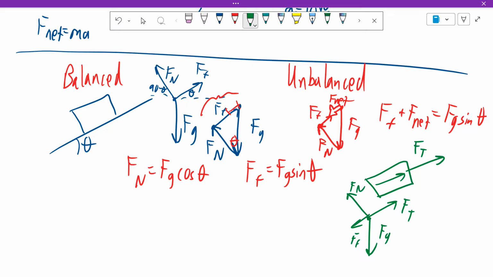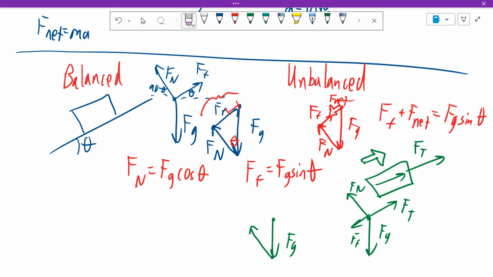You can pause the video and try to see what this triangle would end up being. Let's say that it is accelerating up the ramp. So what would that end up being? Pause the video, see what you get. I'm going to draw it right now. So FG would be going down. FN would still be going up. FT would be this way. And I'm just going to draw FF.